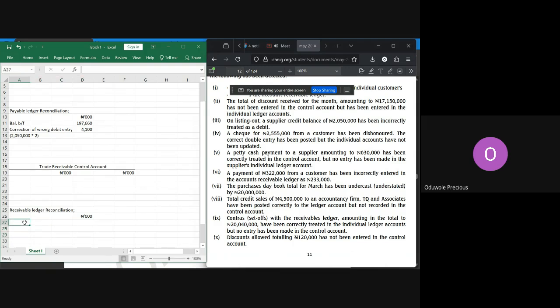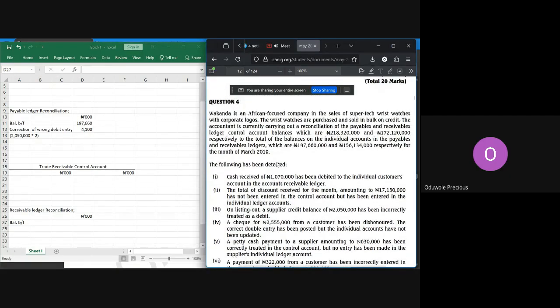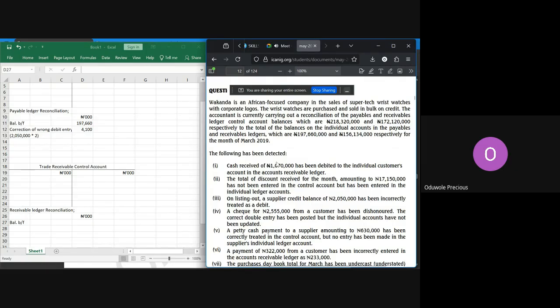Okay. So in this place, you have a balance brought forward. Your first balance is what? Let's quickly go back to the question. That's what, for receivables, 156,134. Okay. Let us quickly balance this into the balance brought forward.